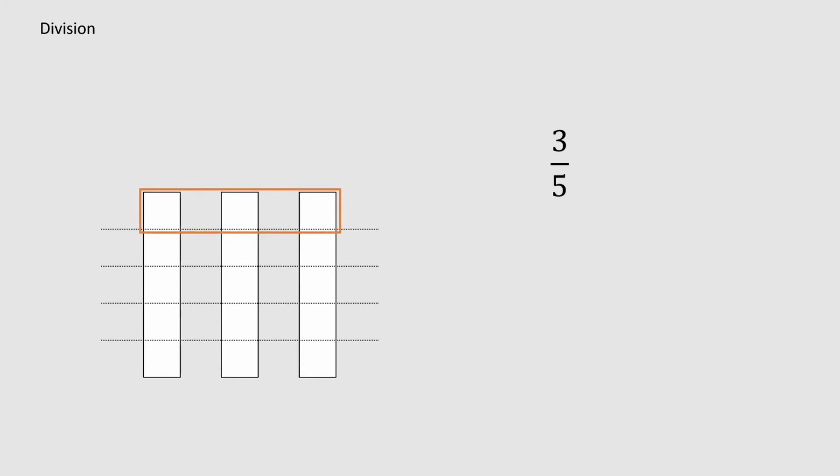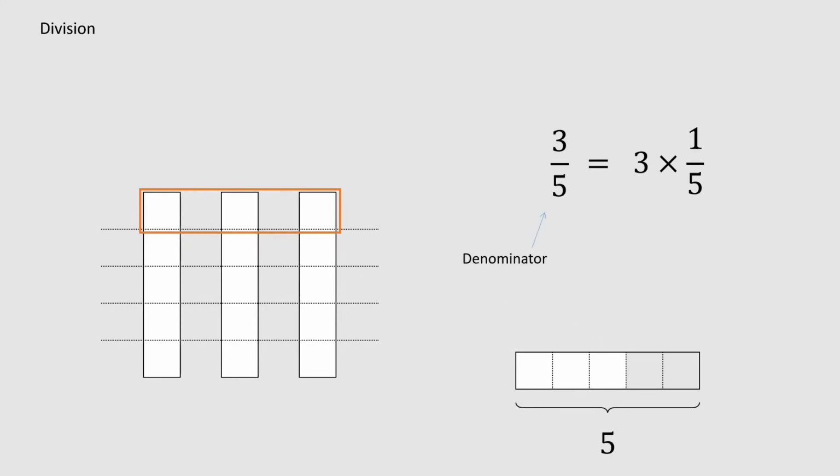Imagine we have 3 rectangles that each represent 1, and we take the entire thing and split it into 5 equal groups, and look at the size of one of the groups. You'll notice that we have 3 pieces, and each of these pieces is just 1 divided by 5. So dividing by a number is the same as multiplying by 1 divided by that number, also known as that number's reciprocal. Because of this, fractions can be thought of as having a denominator, which determines how small each piece is, or more specifically, how many of those pieces fit into 1, and a numerator, which determines how many of those pieces we take.